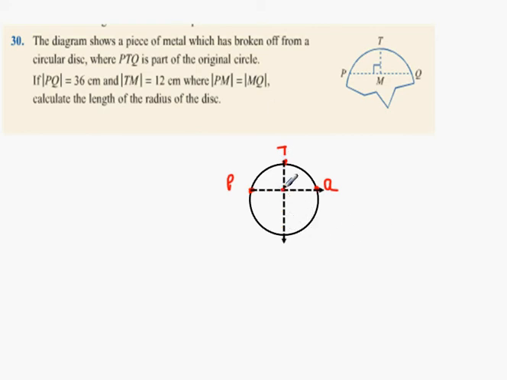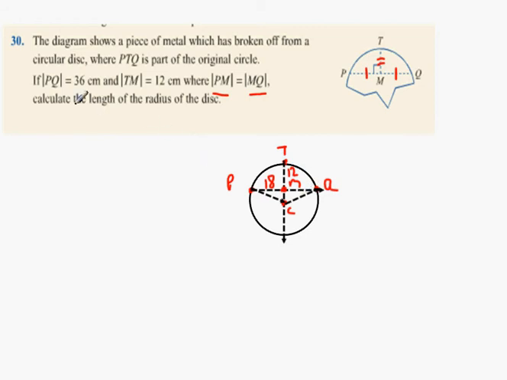When you bisect the chord, how do we know it's bisecting? It says PM equals MQ, meaning they're the same length. That one's a different length. So there's a centre of the circle, C, down here somewhere. What I'm next going to do is link C to P and Q. Now, it says PQ is 36. I can half 36 to get 18. It also says TM is 12.